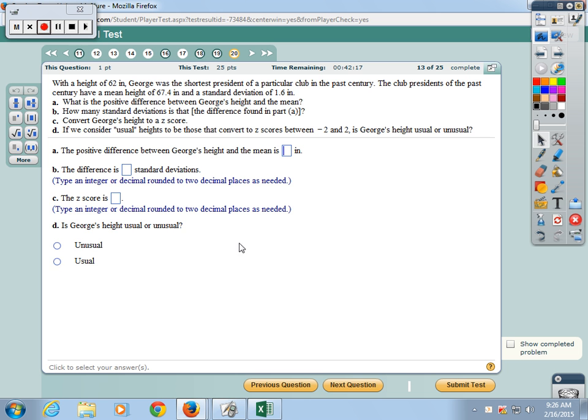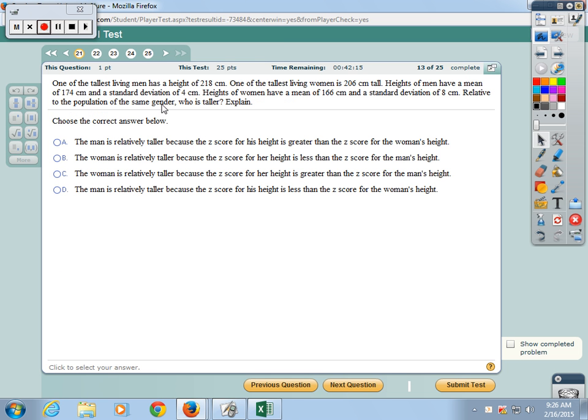Another standard deviation. Standard deviations, Z-score.